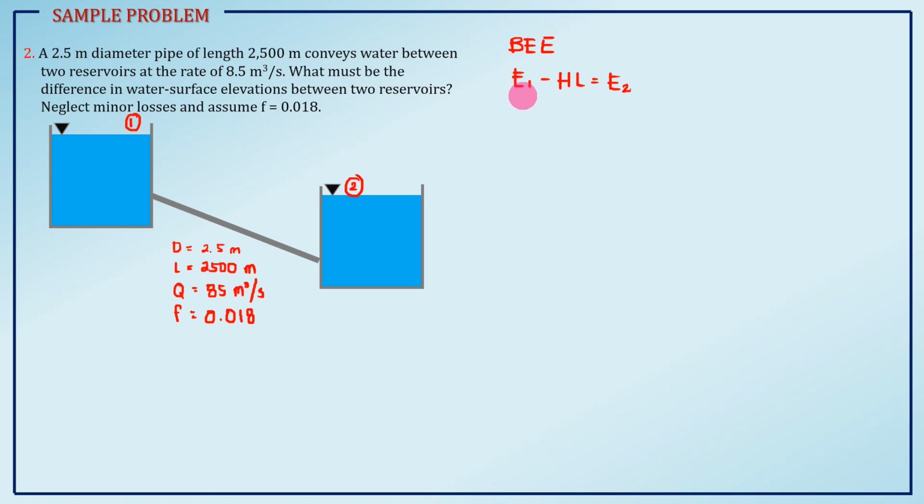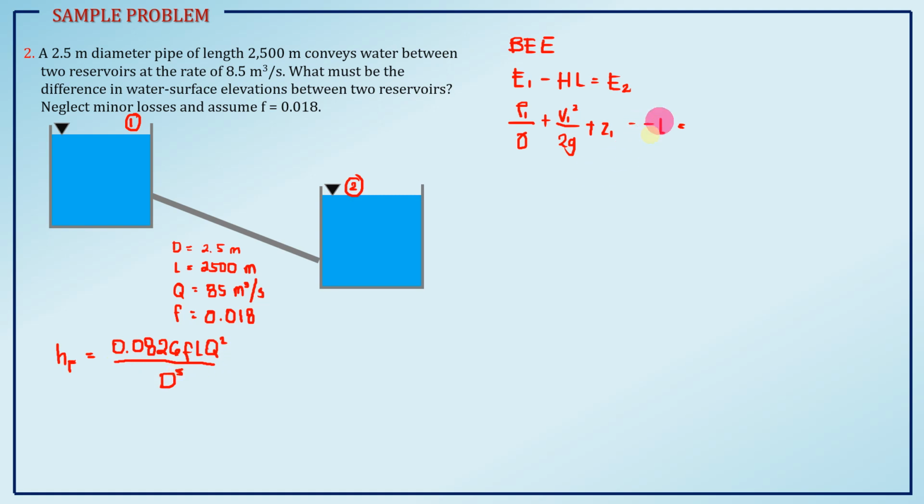At point 1, the total head is P1 over gamma, since it is water, plus V1 squared over 2g plus Z1, minus HL. The HL here is due to the friction in the pipeline, so that is the major head loss. Since the friction factor is given, we will use the Darcy-Weisbach: 0.0826 FL Q squared over D raised to 5.